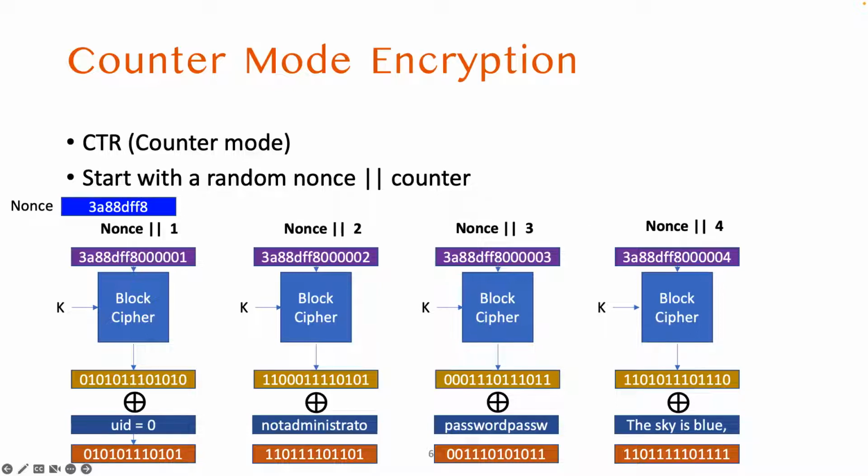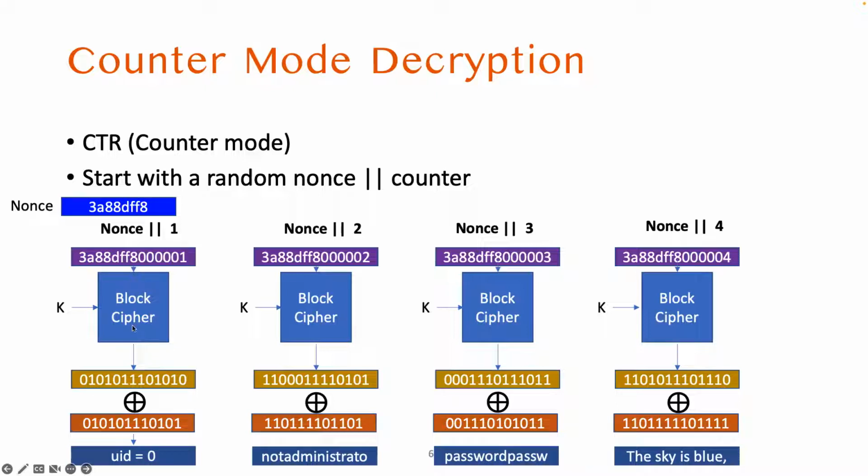So the encryption looks like encrypting the numbers and then applying XOR. And then the decryption logic is exactly the same. Previously, we needed to use the decryption logic as an inverse function of the block cipher. But here, we don't need the inverse function at all. What we need to do is just encrypt the nonce and the counter, get the result, and then apply that XOR to the ciphertext. Then we can get the plain text result.